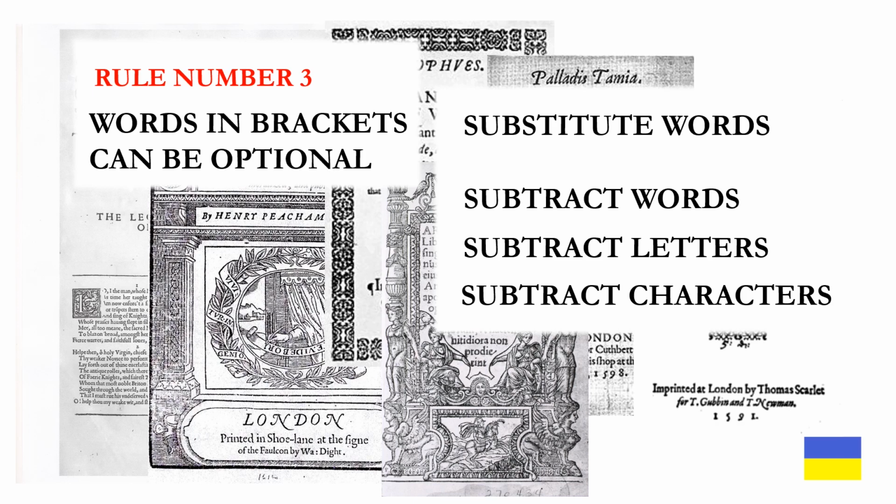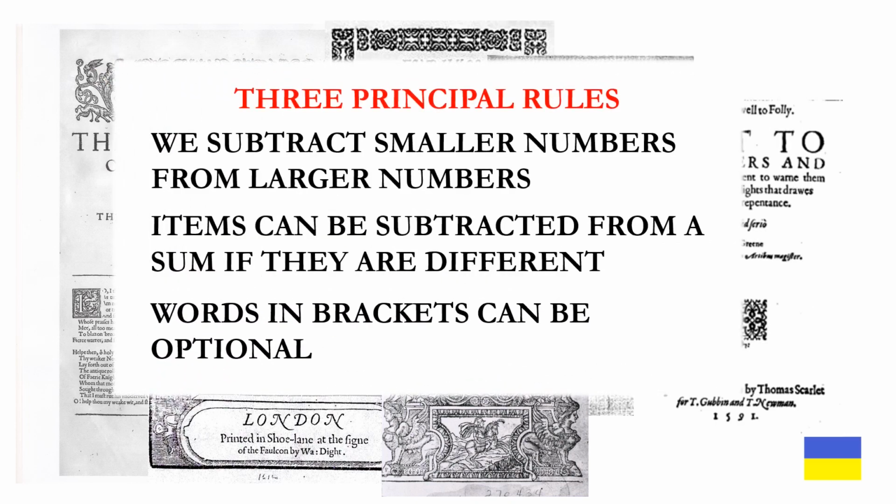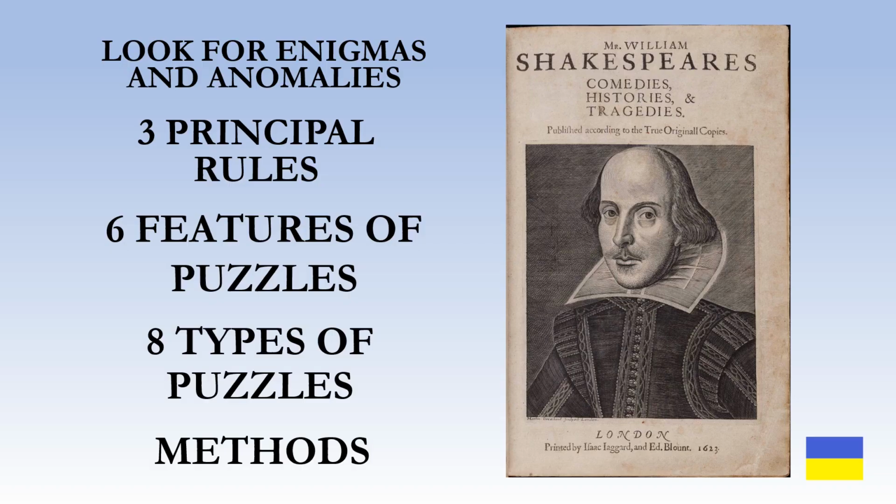Next, we can subtract the sum number of words in brackets from a total number of words. We can also subtract the number of letters in a bracket from a sum total of letters in a page or text. We can also subtract the number of characters in brackets from a sum total. Most of these puzzles are usually within paragraphs or lines, so it's easier for people to understand them and get to the solution. These three principal rules are always followed in puzzles.